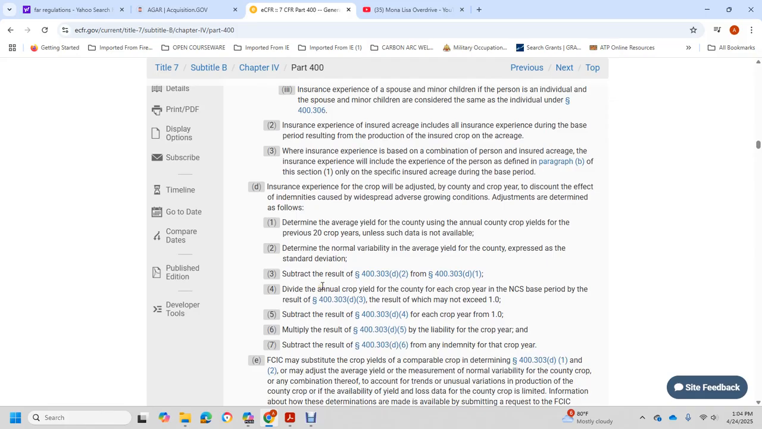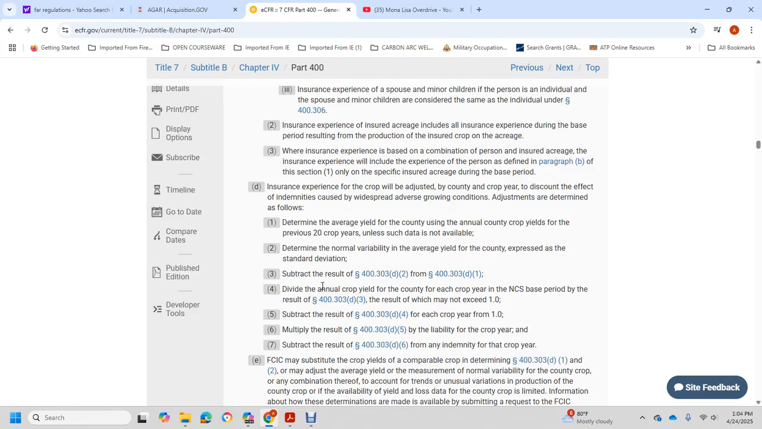Crop of the village by the county, with the crop year of the disconnect. Amenities of the widespread, with the diverse growing condition, adjusting with the determinant for the average yield of the county. Annual county crop yields over the previous crop year, expressed in the standard deviation, subject to the result of 403.03 D2 and 403.0 D1.